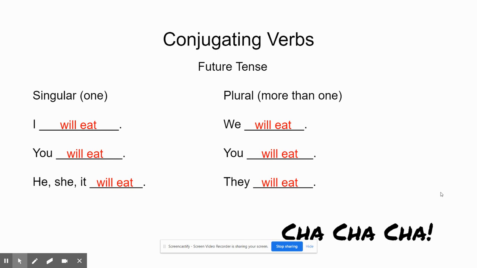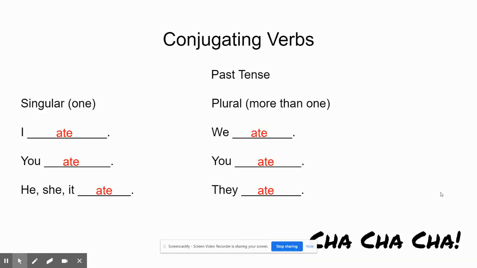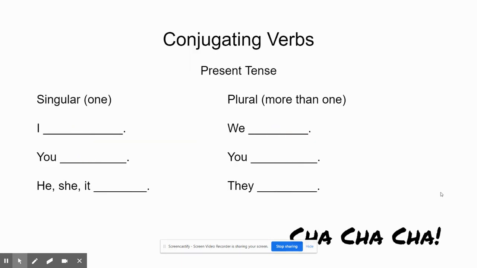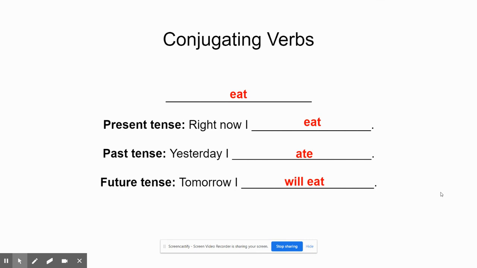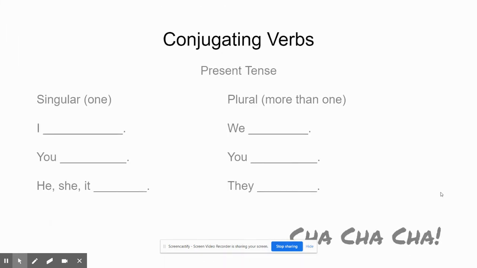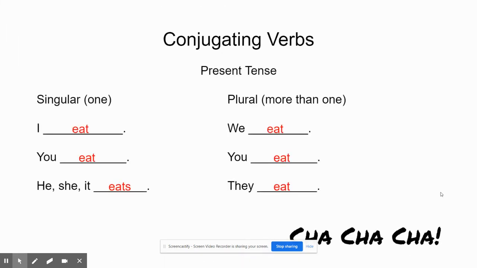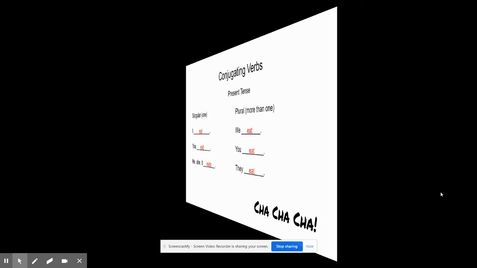So, scholars, let me back up and do the whole conjugation for you. So, remember, we're using eat, ate, and will eat. Ready? You can join me if you'd like. Here we go. One, two, three. I eat, you eat. He, she, it eats. We eat, you eat, they eat. Cha cha cha.